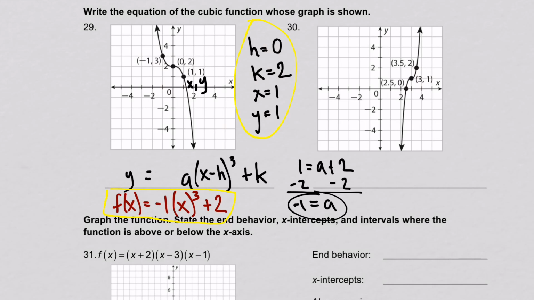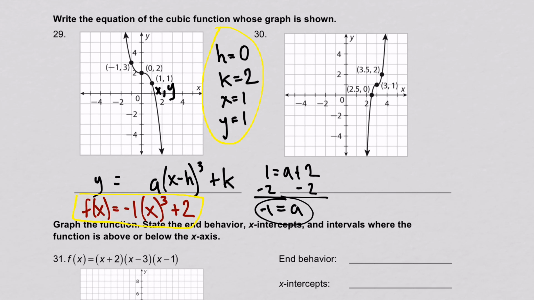Okay, so I'm going to let you guys try number 30. Go ahead and try it right now. Pause the video, try it on your own, and then come back to see the answer. Okay, but try it on your own first.